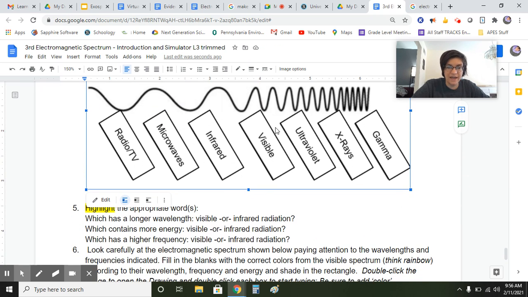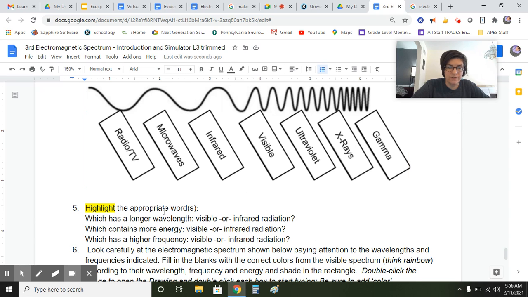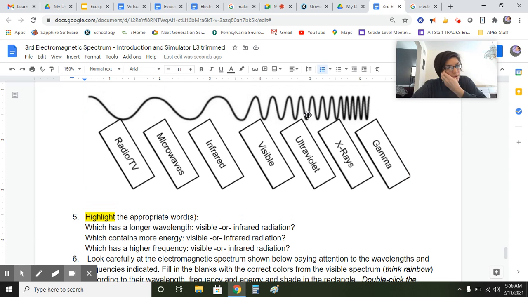And then looking at this, we're going to answer number 5. So we're looking at the wavelengths there. We're looking at the energies underneath. So highlight the appropriate words. Which has a longer wavelength? So you're comparing visible or infrared. Which one has a longer wavelength? Which contains more energy, visible or infrared? Which has a higher frequency, visible or infrared?